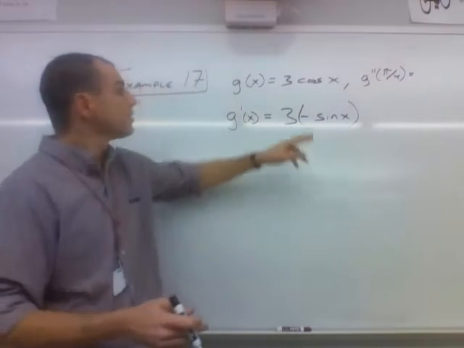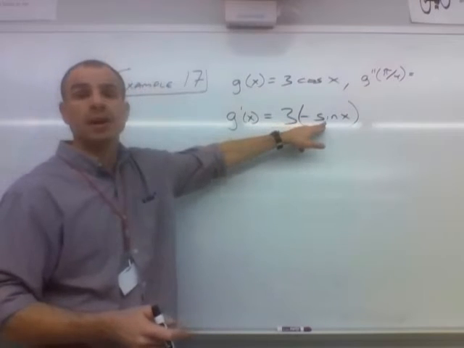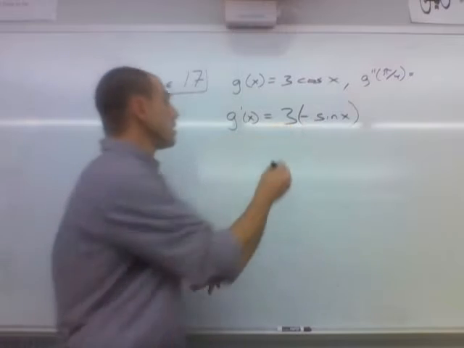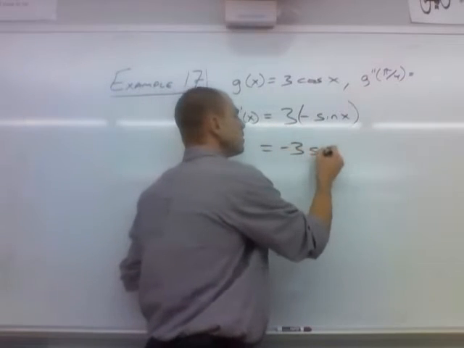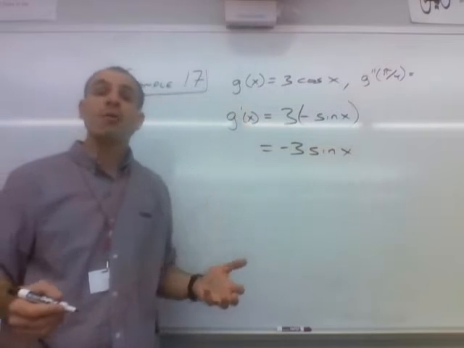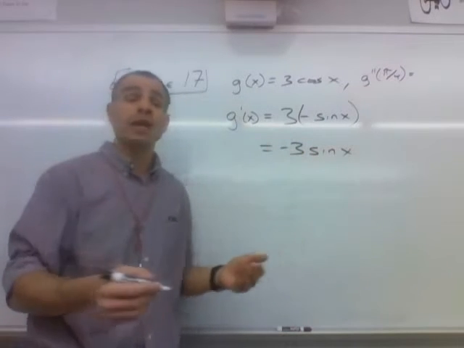Even better, since we really have negative 1 times the sine of x, and this is 3 times that, we really have the negative 1 times the 3. The best way to write this derivative would be negative 3 sine x. Now it's ready to go for our second derivative.